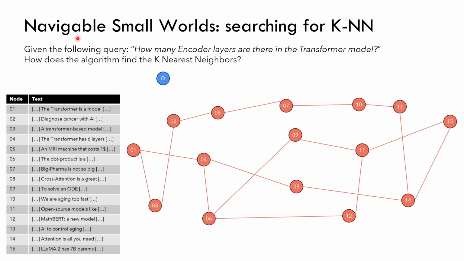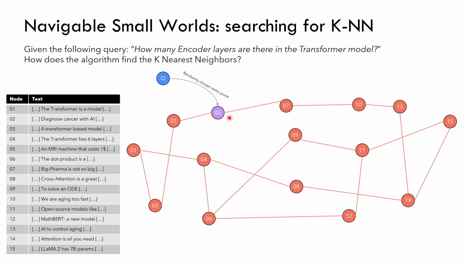So imagine we have our query, which is how many encoder layers are there in the transformer model? How does the algorithm find the k nearest neighbors, so the best matching k vectors for our query? The algorithm will proceed like this. It will find, first of all, an entry point in this graph, which is randomly chosen. So we randomly choose among all these vectors one node as an entry point.